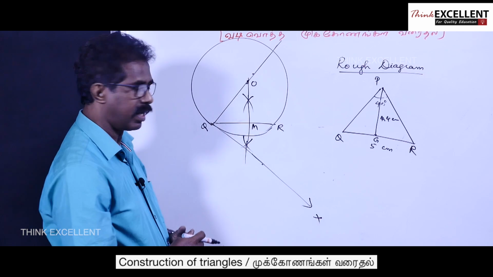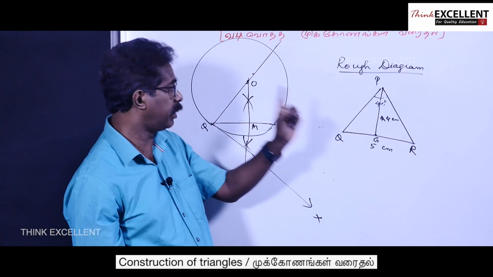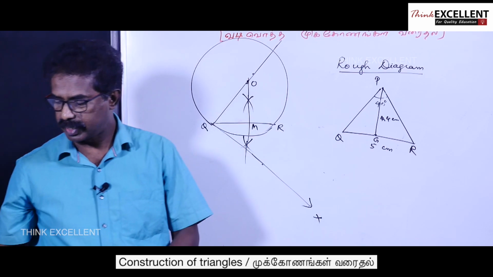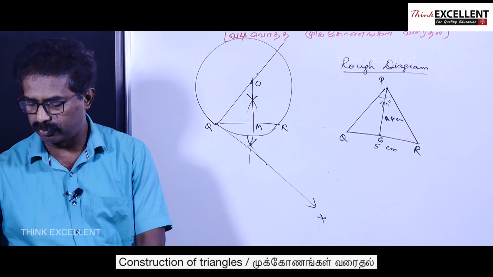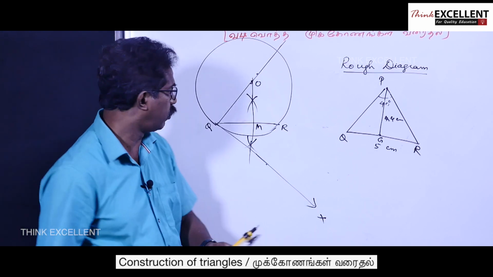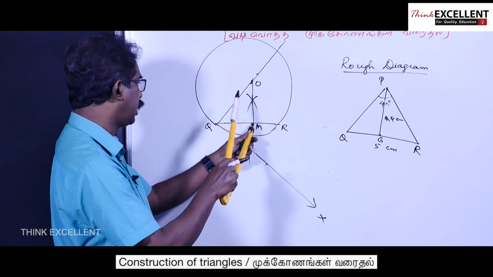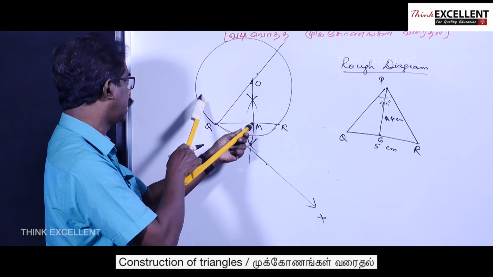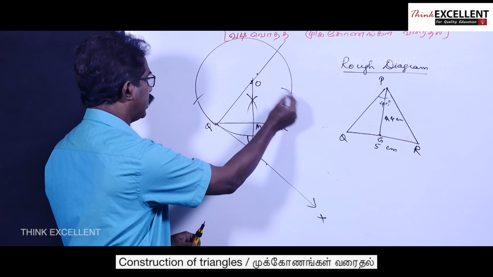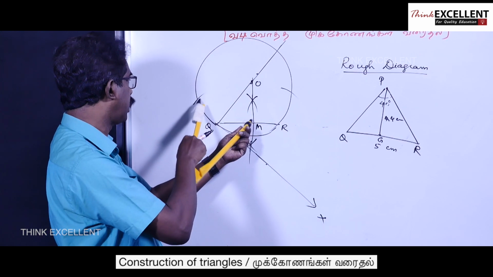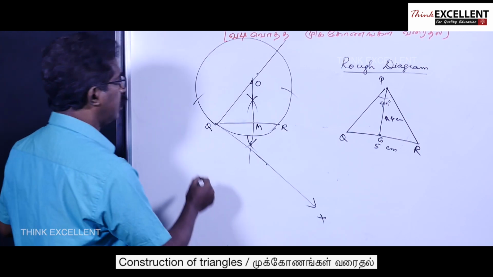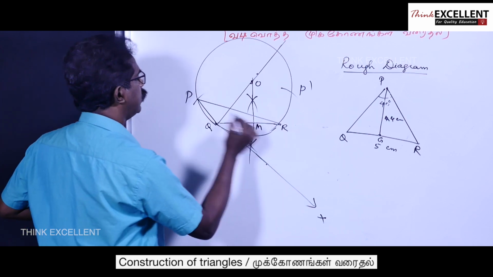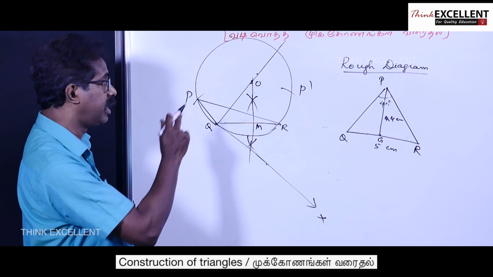If the median is given, in this case the median is 4.4. So in the compass you take 4.4. Keep the pointer here and cut the circle at 2 places, this side and this side. If the median is given, take these points as P and P dash, and join. This is the required triangle, if the median is given.